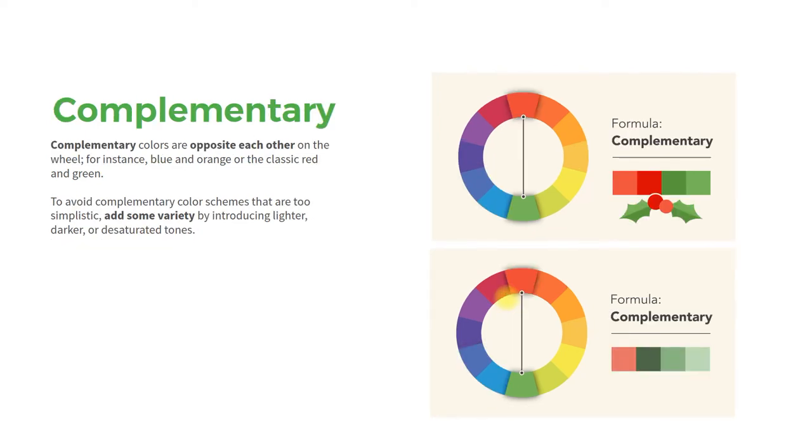Now, complementary colors are colors that are opposite each other on the wheel. For example, green is opposite red on the wheel. This is a popular color scheme for festivities, and we can recognize it in Christmas. To avoid complementary color schemes that are too simplistic, add some variety by introducing lighter or darker shades, or combine the monochromatic shades of your complementary colors. Monochromatic shades are just shades of the same color. Combine them in order to get unique colors.